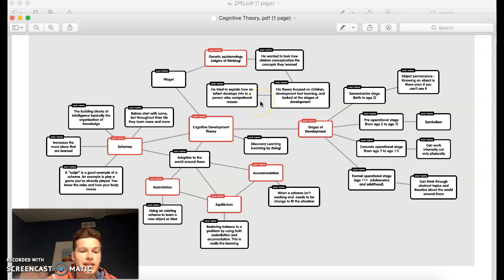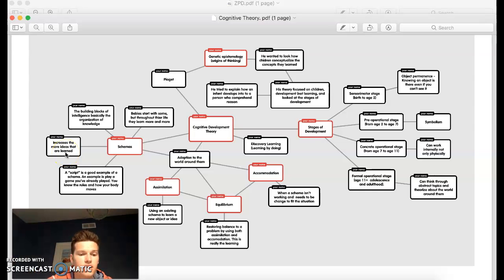So when we get into this theory, it first starts with schemas, which are basically the building blocks of intelligence. They're an organization of knowledge. So within your head, you know how to do certain things. And schemas are those things you know how to do, whether they're actions or whether they're just things you know. That is a schema. And so babies do start with some. I should be more specific. Infants start with some. But throughout their lives, they learn more and more schemas. And so you can see this over here. Increases more the more ideas you learn.